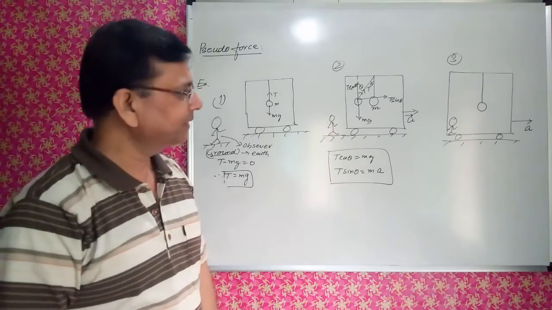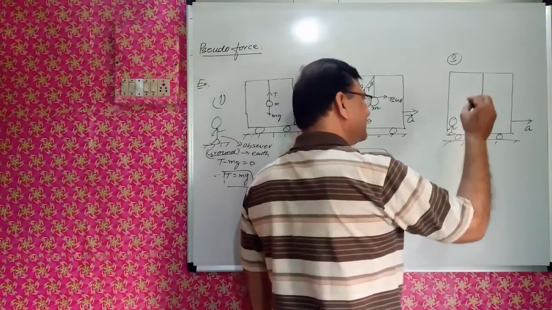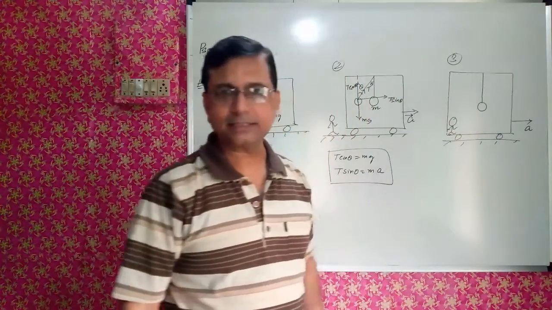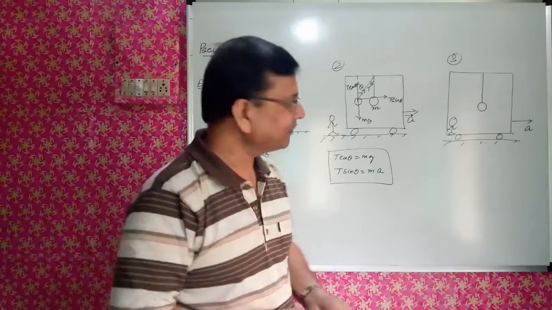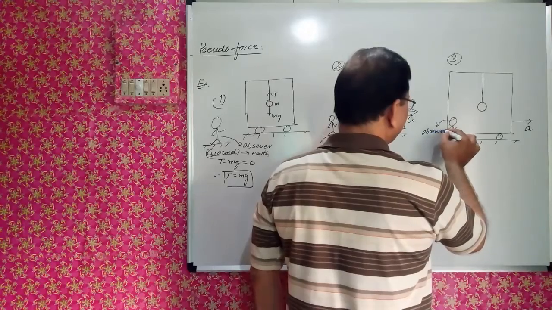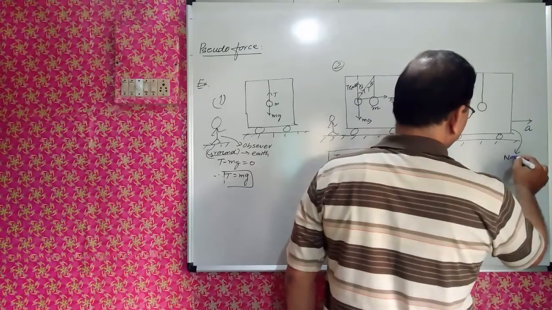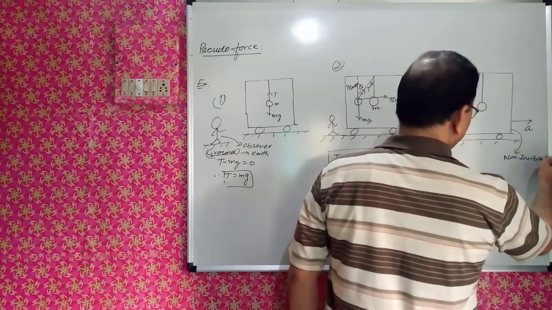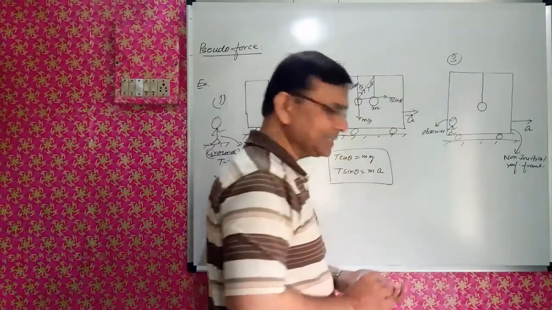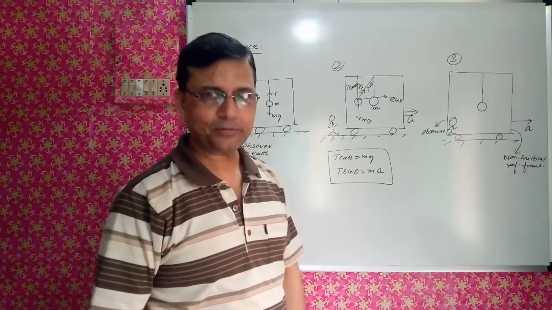This is the second case. In the third case, it is moving with the acceleration A, and now the observer is in the trolley. This is the frame of reference, an accelerated frame of reference. This is the observer. The observer is in a non-inertial reference frame. Now the observer is in a non-inertial reference frame. The observer is also moving with the acceleration A, right?